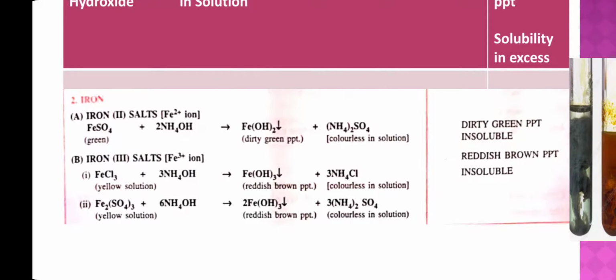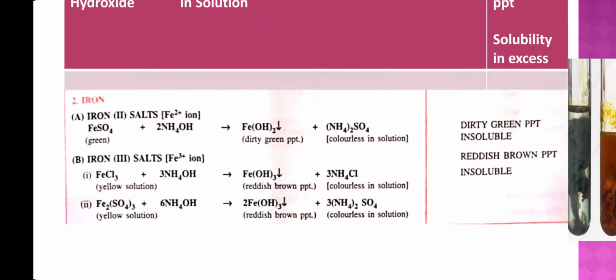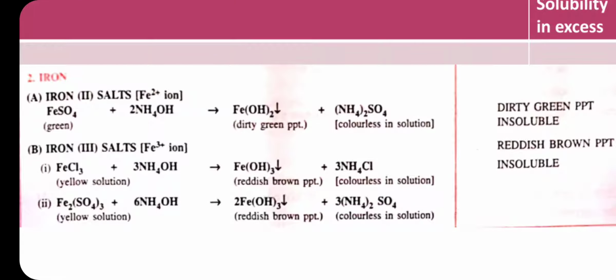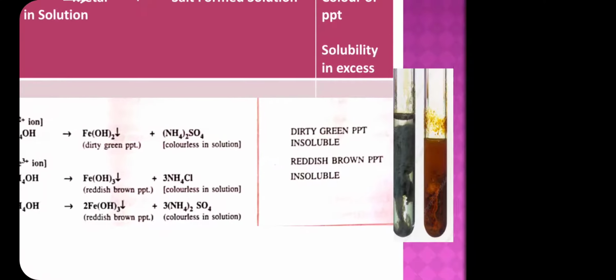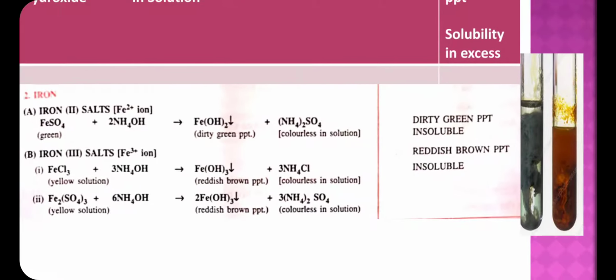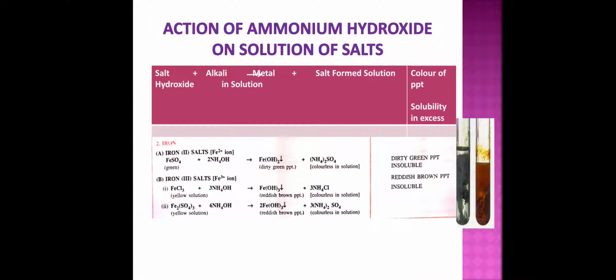If you take a ferric salt, like ferric chloride or ferric sulfate, in this case we get a reddish brown precipitate of ferric hydroxide. This precipitate is also insoluble in water. So we see that we are getting a dirty green or a reddish brown precipitate. Dirty green is for ferrous and reddish brown is for ferric. And both these precipitates are insoluble in excess of ammonium hydroxide.